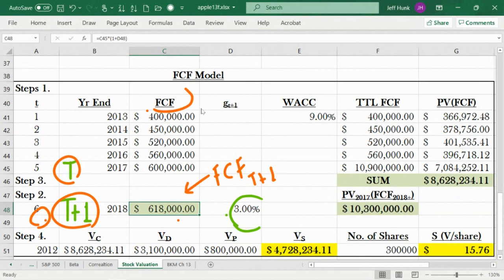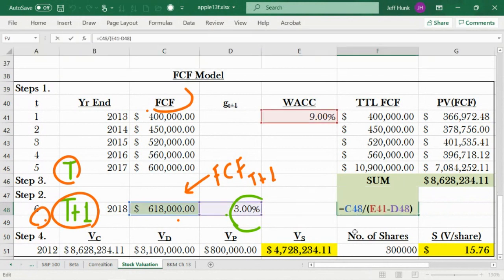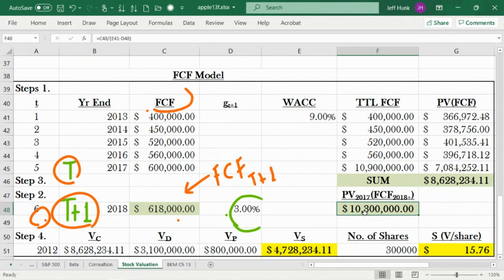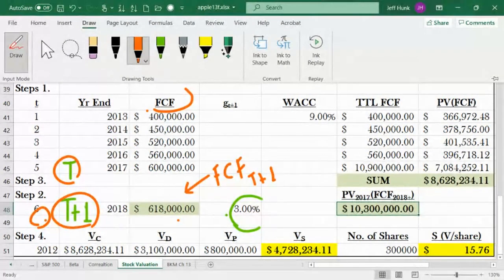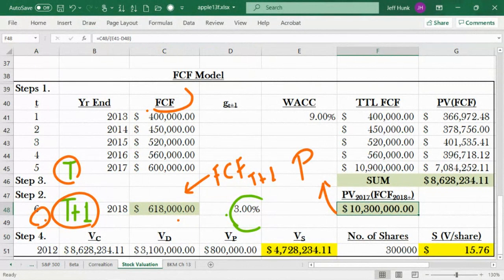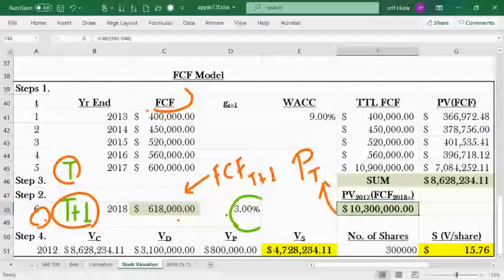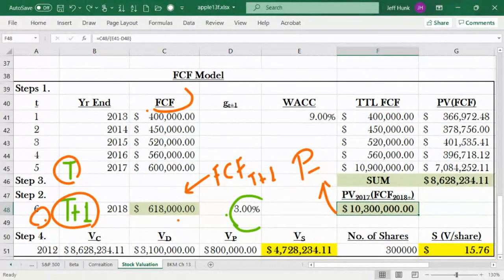And then, using the Gordon growth model, the value of all the free cash flow as of time T... okay, maybe V would be better.